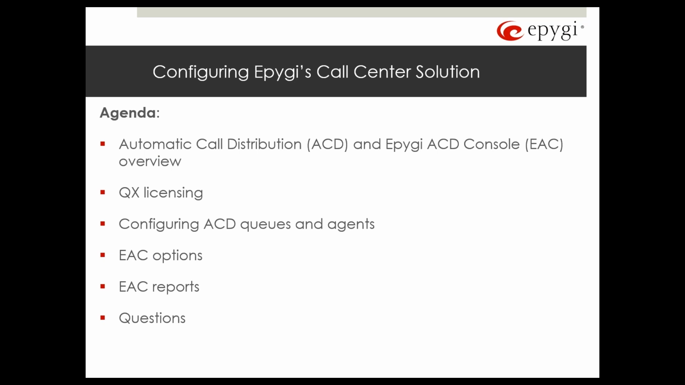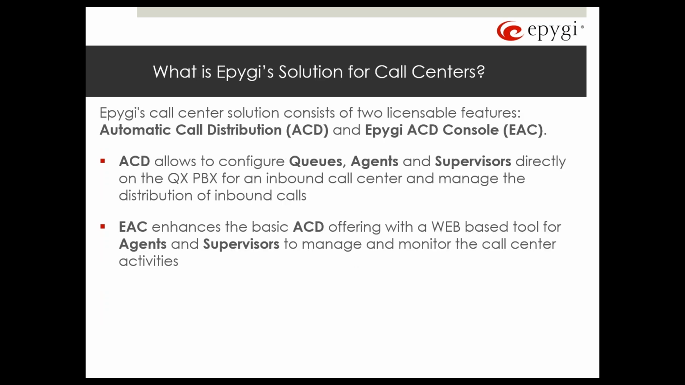All right, as far as the agenda, I have allowed about an hour and a half. I don't think we're going to need quite that long, but I've allowed some extra time at the end for questions. We'll look at some slides, starting with automatic call distribution and the Epygi ACD Console, also known as EAC. We'll look at the QX and the licensing, and how to configure the ACD queues and agents. We're going to do that right within the product. We'll look at the EAC options and the reports, and at the end we'll have some time for questions.